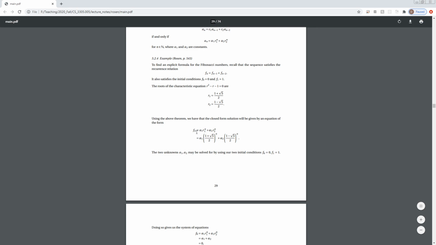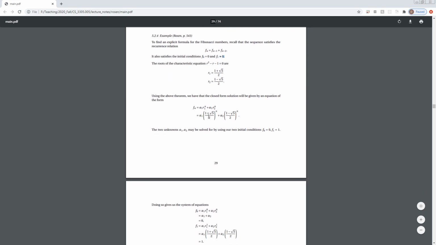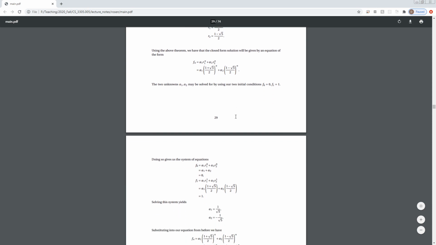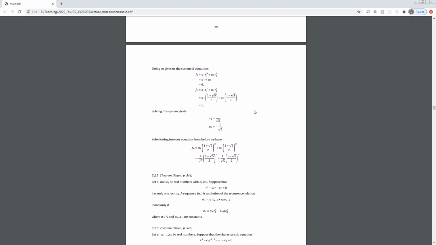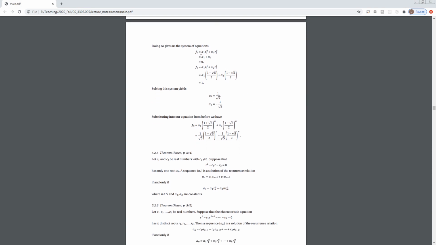So all we need to do is pick n equal to 0 and n equal to 1, and then take the solutions from those and use that to create a system of equations so that we can solve for alpha 1 and alpha 2. So we know the final solution will be of this form, but we need to find alpha 1 and alpha 2. So let's take what we were given, the initial conditions, right? And then plug it in.